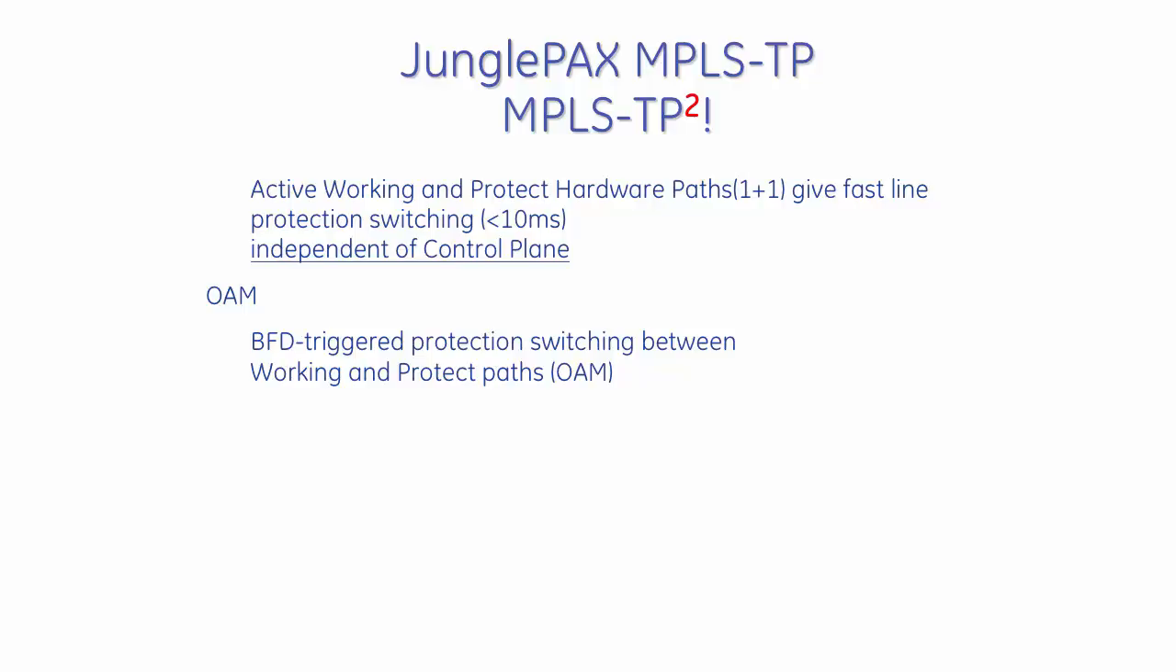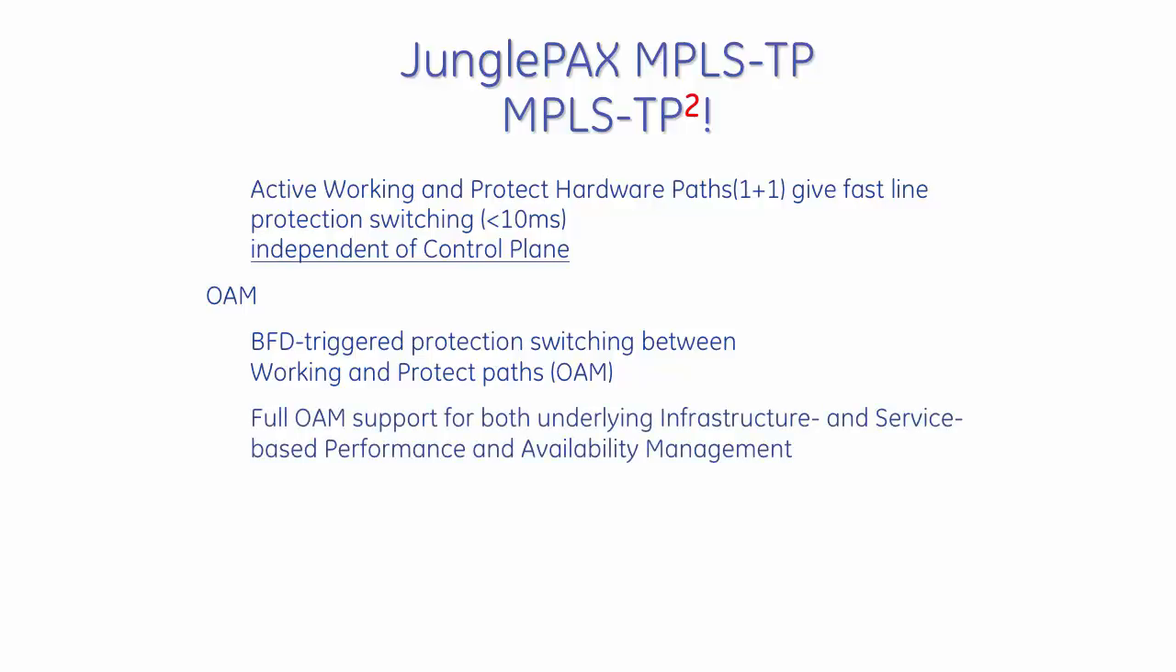Now with JunglePAX MPLS-TP, OAM is supported for underlying infrastructure and service-based performance and availability management. What that means is BFD is offered to detect path and service connectivity at both the LSP and pseudowire level, but also you can then associate the delay measurement and loss measurement capabilities with specific LSPs or services. Again, this is a feature of MPLS-TP that is not available in standard IP MPLS. So you can have true fate shared measurement of what's going on in your network.